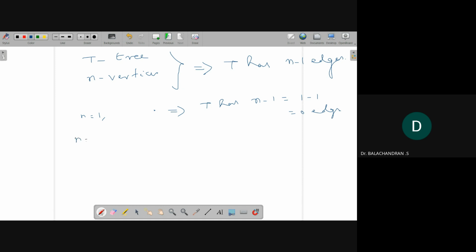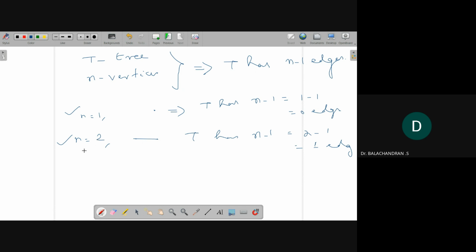Suppose n equals 2. This is n equal to 2. How many edges are here? 1 edge. What do I need to prove? T has n minus 1 edges. N minus 1, with n equal to 2, is 2 minus 1 equals 1 edge. So for n equal to 1 and n equal to 2, the result is true. For mathematical induction, we start from the basic values of n, so I verified n equal to 1 and n equal to 2.